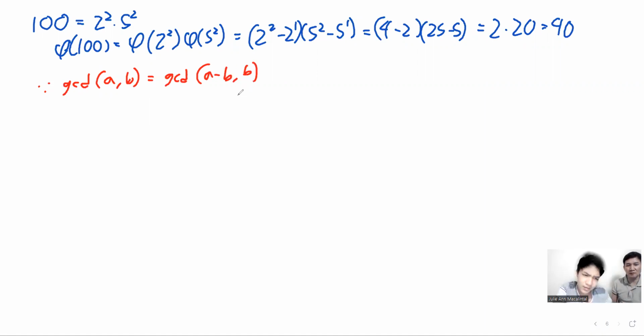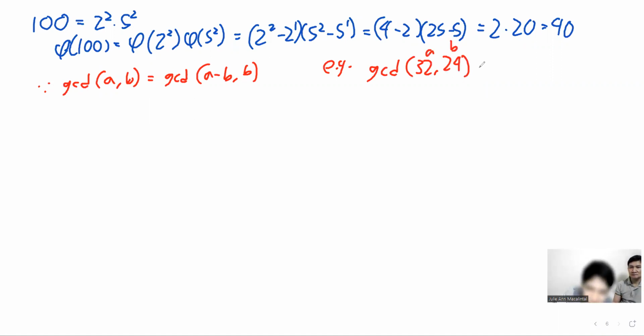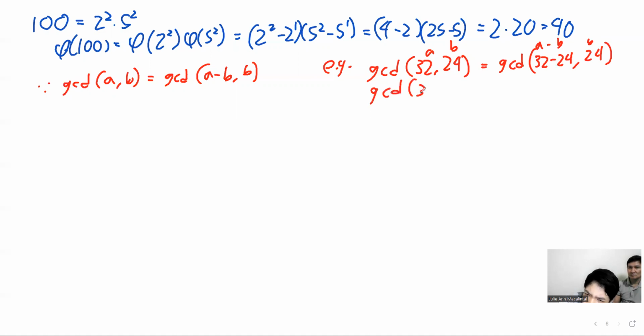Can you give us an example? Yes, I will give an example. So e.g., exempli gratia, literally, for example, in Latin. Let's say a is 32 and b is 24. Then this is equal to the GCD of a minus b and b, so that is 32 minus 24, that's 8, and 24. I'll just put it again, simplify.